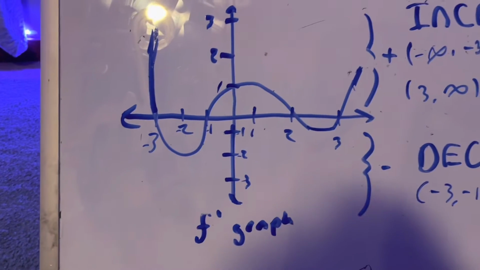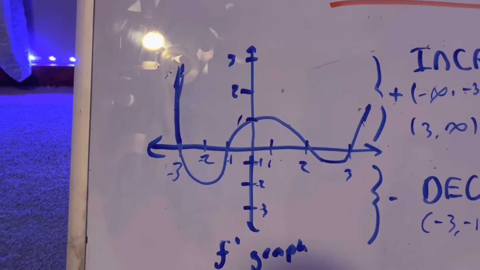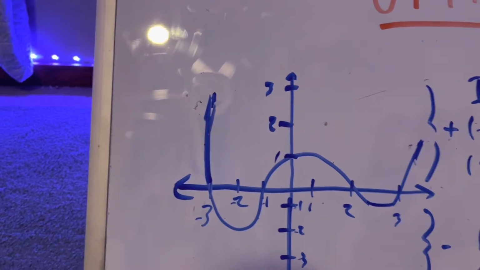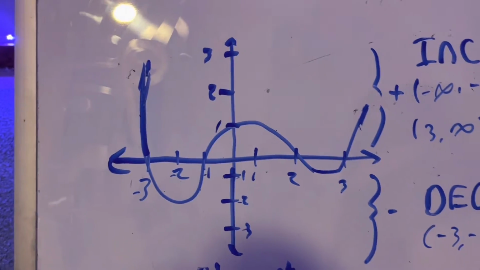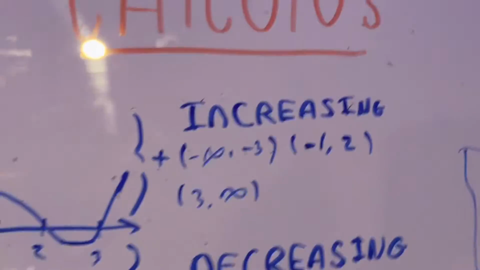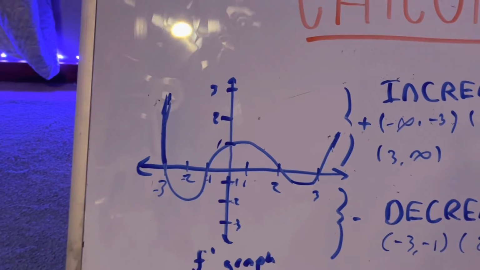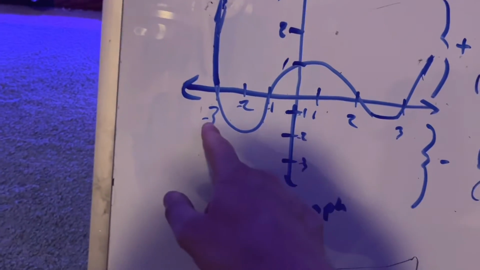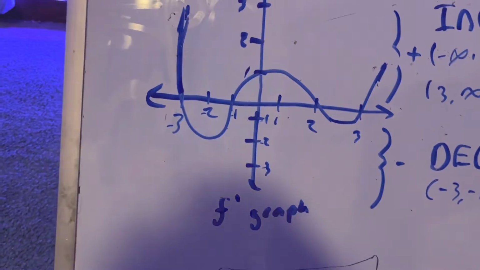So if we wanted to identify where this function was increasing, we would say from negative infinity to negative 3, from negative 1 to 2, and then from 3 to infinity, because all of these intervals lie above the x-axis. And then if we wanted to say where it was decreasing, we would say from negative 3 to negative 1, and then from 2 to 3, all because these lie below.